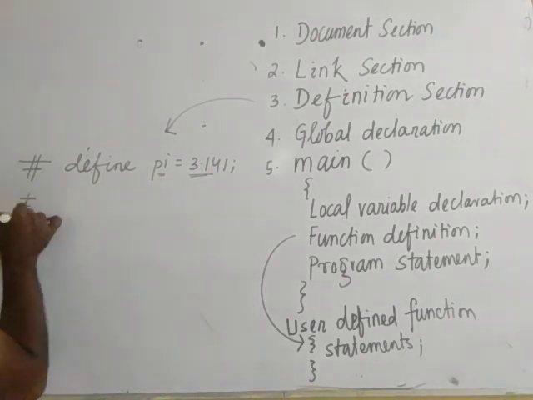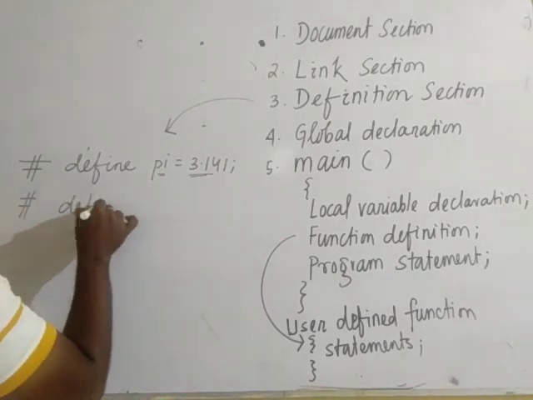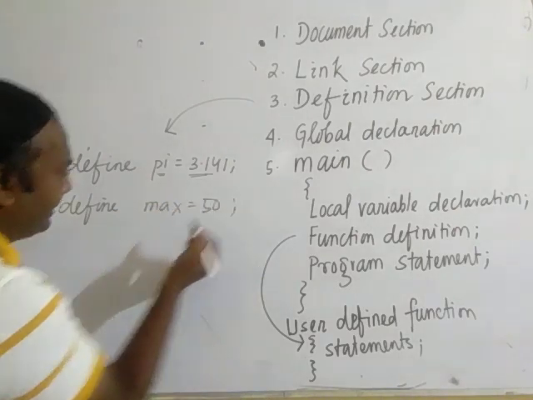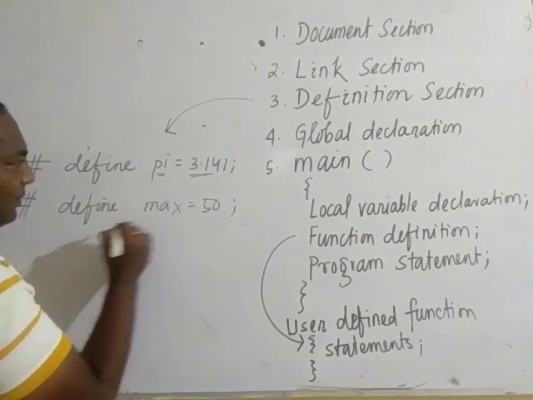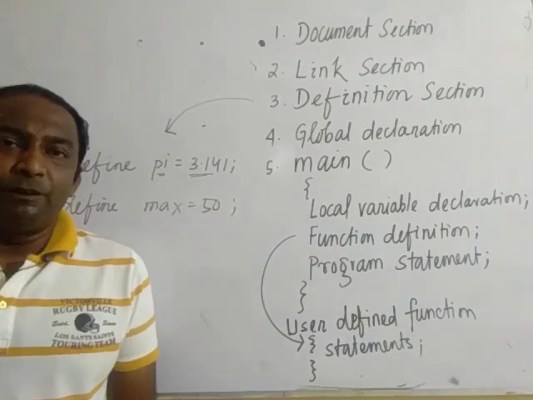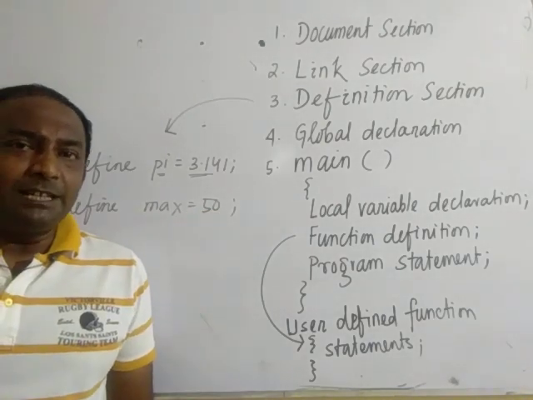Or I can use #define max is equal to 50. That means max is a variable whose value is 50 throughout the program. Throughout the program, its value will be 50. So this is the definition section.